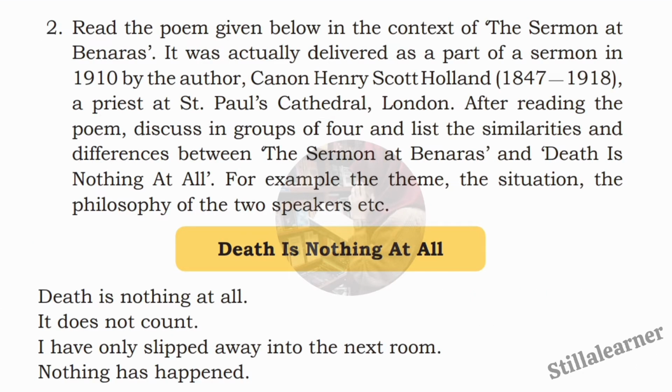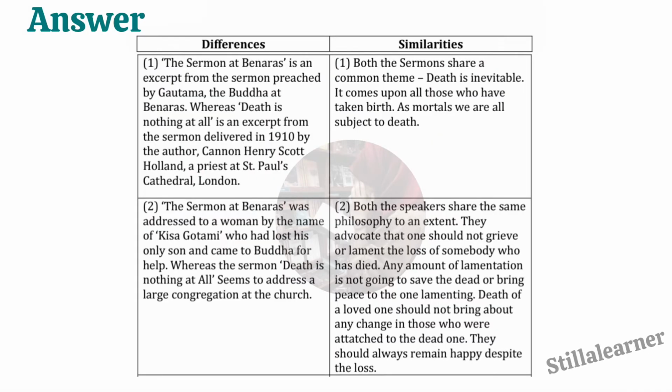Let's see the question. Here we have to write down the list of similarities and differences between these two, which are the Sermon at Banaras and this poem, Death Is Nothing At All. Let's see the answer. Here you go, guys. In the first box we'll write the differences and in the second box we'll write the similarities. So the difference is: the Sermon at Banaras is an excerpt from the sermon preached by Gautama Buddha at Benaras, whereas Death Is Nothing At All is an excerpt from the sermon delivered in 1910 by the author Canon Henry Scott Holland, a priest at St. Paul Cathedral, London.